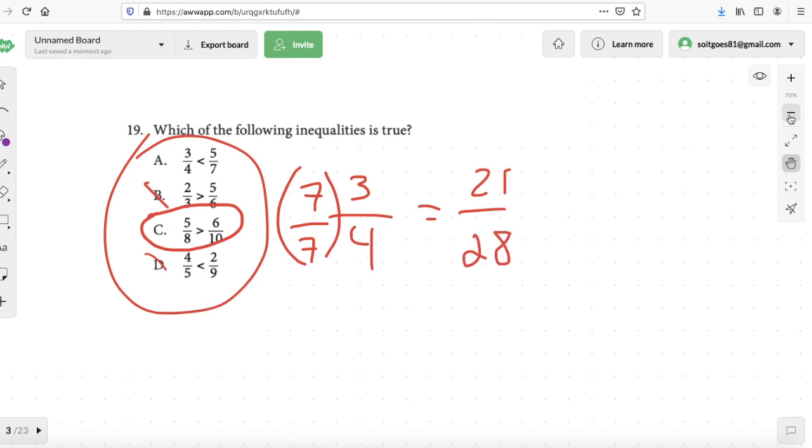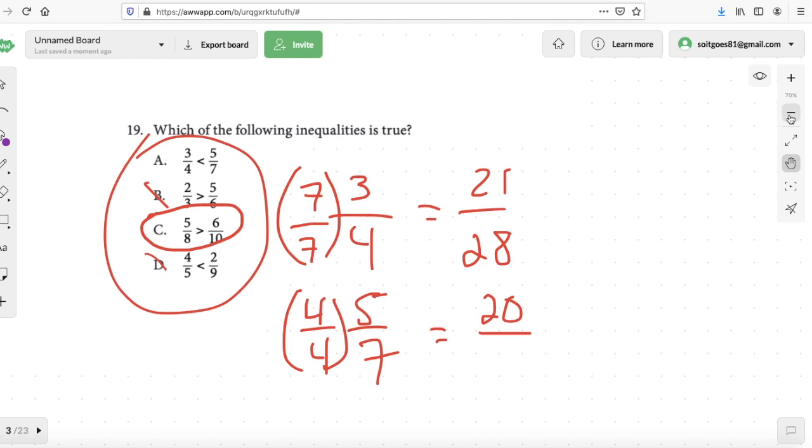And then let's look at 5 over 7. What are we going to multiply that by to get a common denominator of 28? 4 over 4. Absolutely. Again, 4 over 4 is just 1, so we're not changing the value. We're just changing the form. What's 4 times 5? 20. And what is 4 times 7? 28. Bingo.